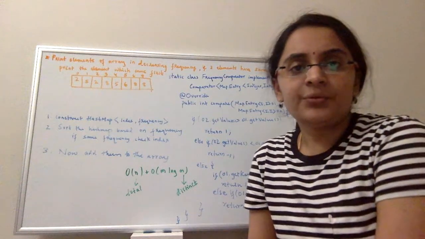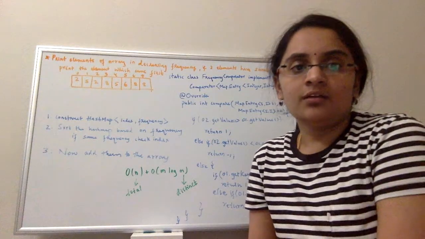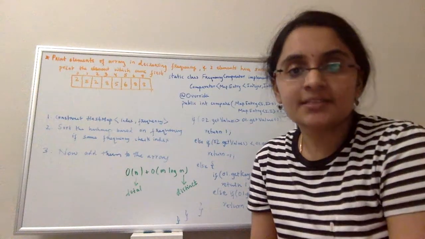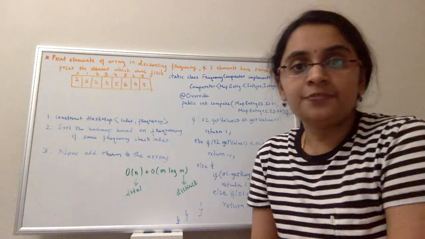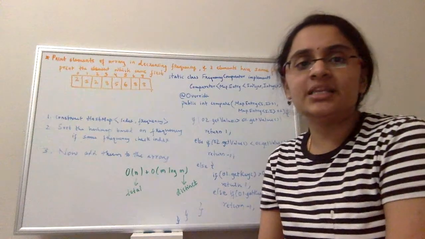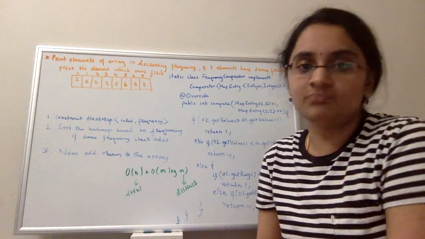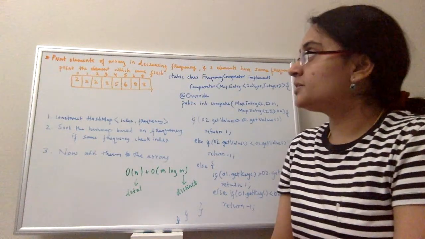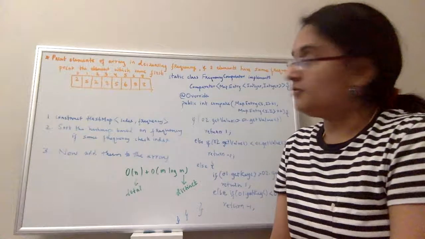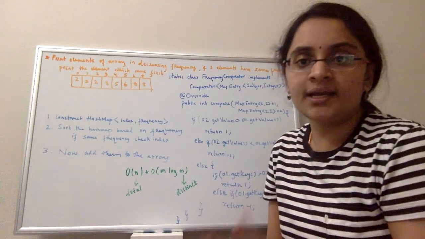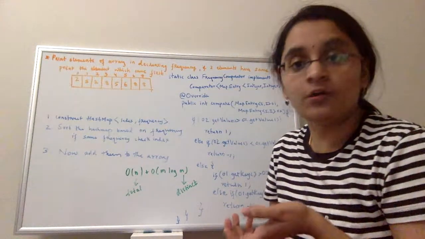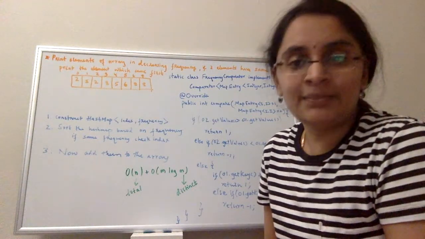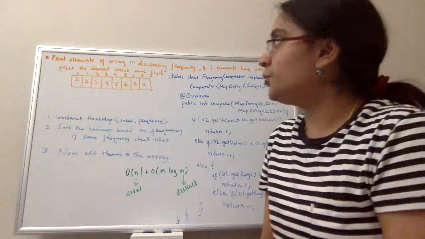Hi, now I want to solve a problem which is printing the elements of an array in decreasing frequency. If two elements have the same frequency, then print the element which came first. So the meaning of this problem is we have to just print the array in the decreasing order of the frequency, not the decreasing order of the elements. So, what do you mean by that?